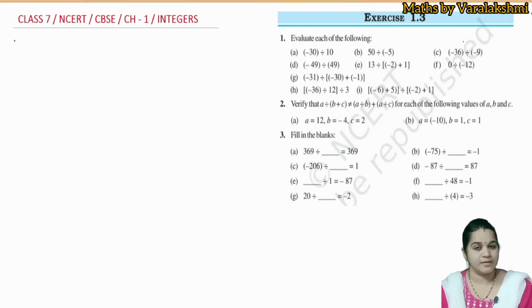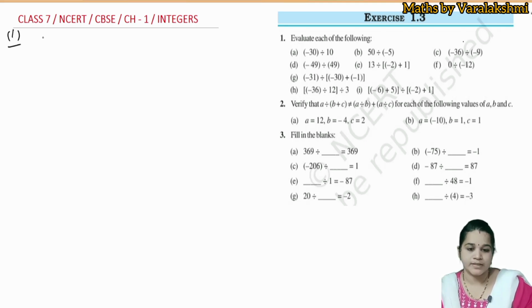Hello everyone, welcome back. This is your class 7 mathematics, chapter 1 integers and exercise 1.3. First question, evaluate the following. A is minus 30 divided by 10.